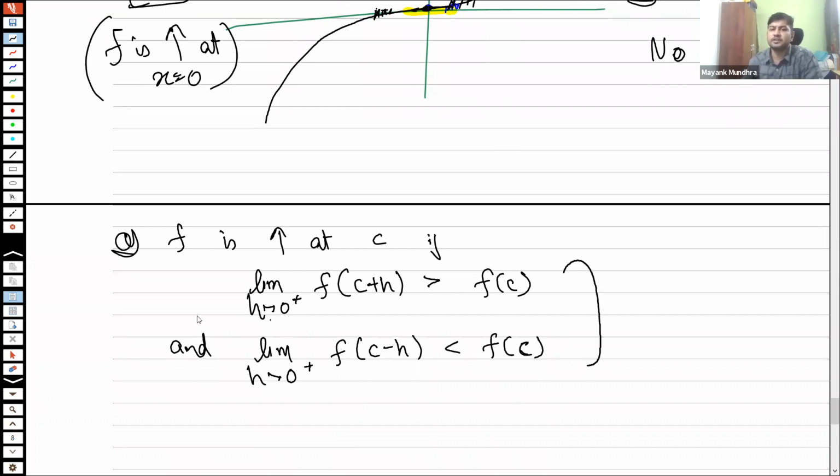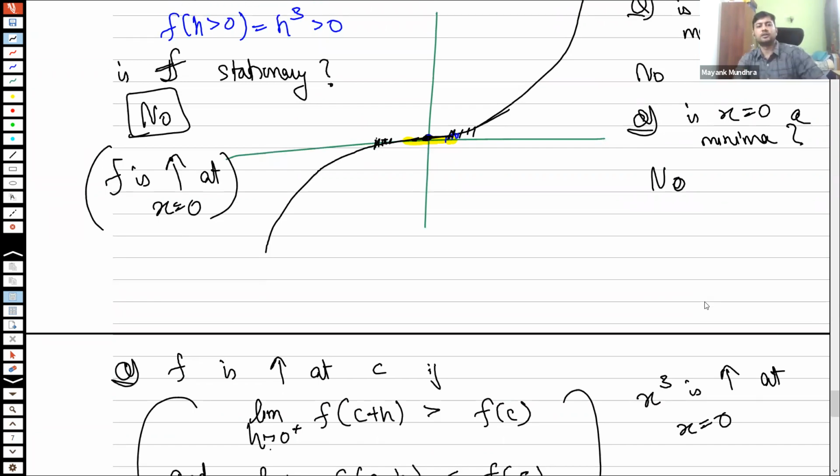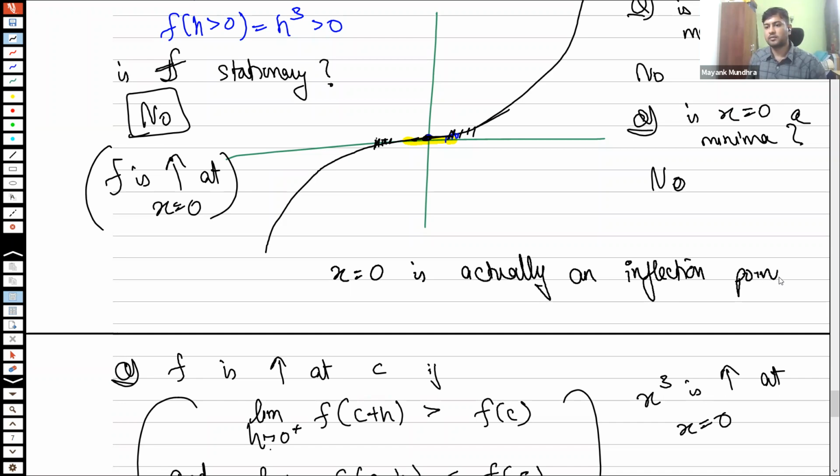So this is the actual definition for an increasing function. So this function x cube is increasing at x equals 0. It's not stationary. So what's happening is that x equals 0 is actually an inflection point. So x equals 0 is actually an inflection point.